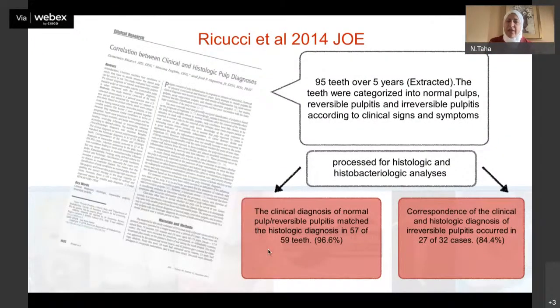A very well-designed study by Ricucci et al. in 2014 looked at the histology of irreversible pulpitis and reversible pulpitis. He found good correlation between symptoms of reversible pulpitis and the histology of the pulp. While in patients with severe pain and symptoms of irreversible pulpitis, he found that the histological diagnosis is matching in only 84% of the cases. So in 16% of the cases, vital cases receive root canal therapy unnecessarily.